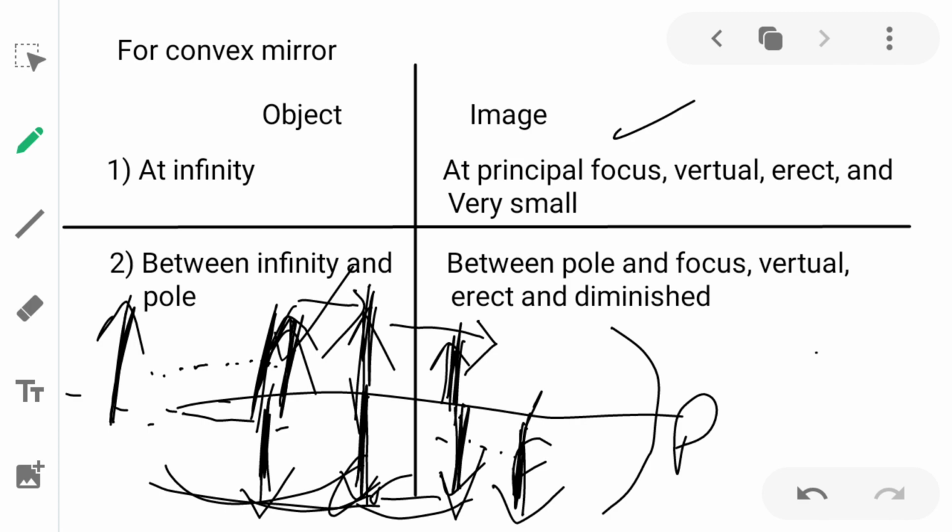With this, I conclude this session, where we have discussed the sign convention, image formation by a concave mirror for different object distances, and image formation by a convex mirror. In the next session, we'll derive the relation between focal length and radius of curvature, and also derive the mirror equation. So try this image formation yourself for the same object and image distances.